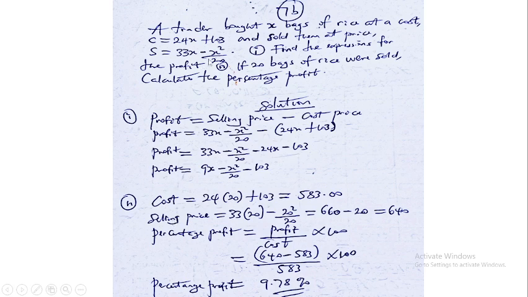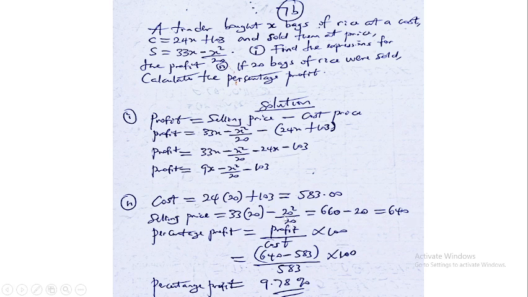Then the selling price: if you put our 20 here, we have 33 into 20 minus 20 squared over 20, and this will give us 660. Then 20 over 20 leaves us with 20 taken away, and that will give us 640.